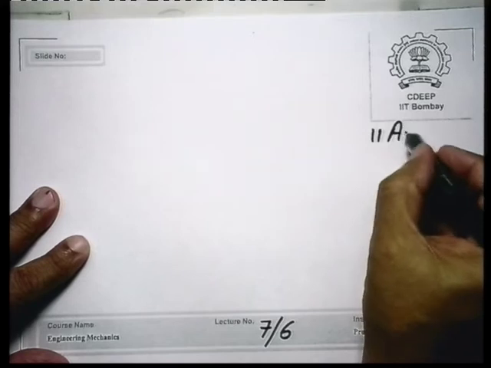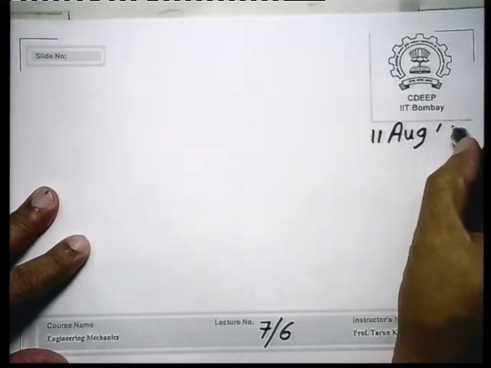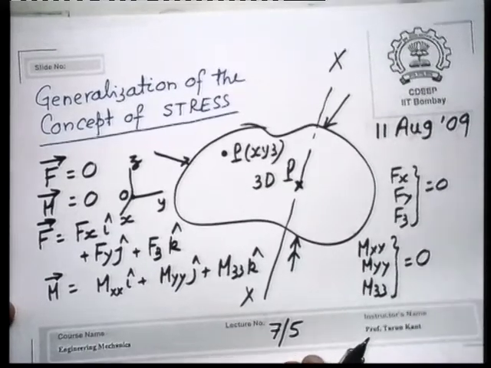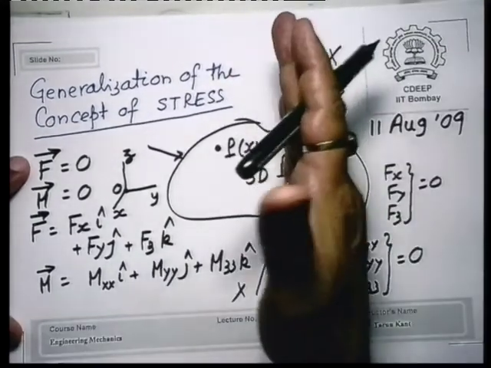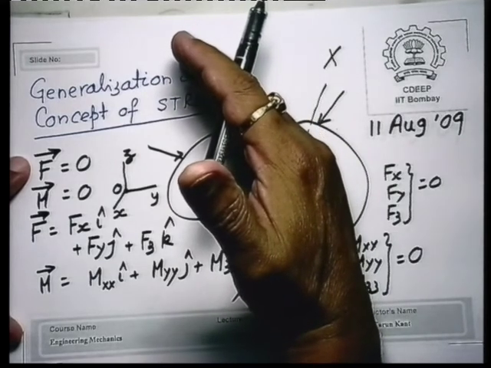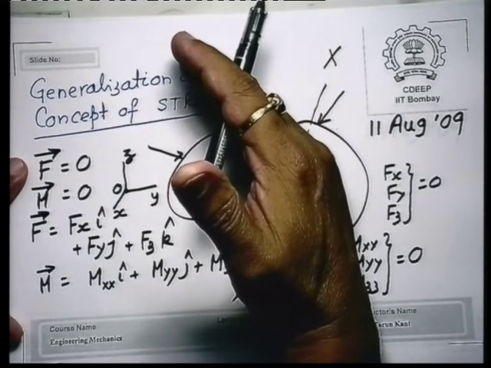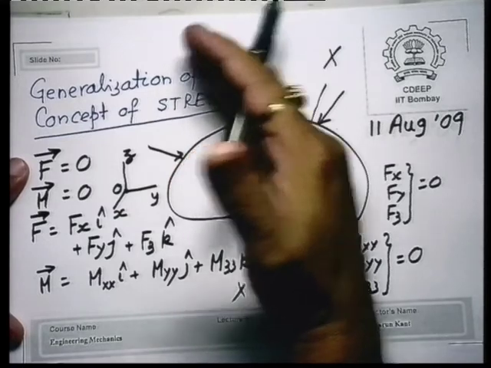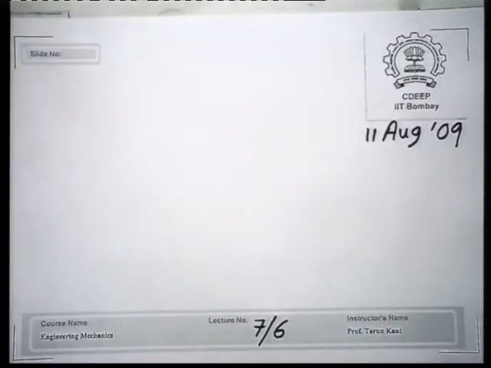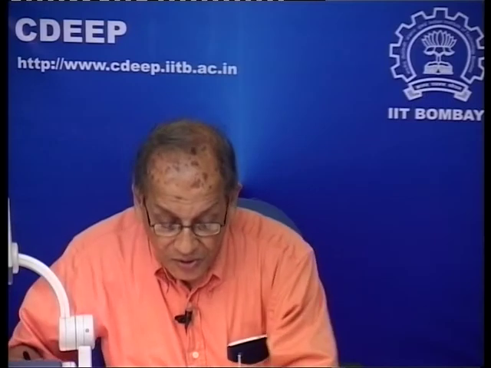Divide this body into 2 parts. That means I have passed a plane, of course, the orientation of the plane is left to us, whether you pass a plane like this or like this or like this. Things will change because of the orientation, but right now I am only saying cut this body into 2 parts by passing a plane through point P.